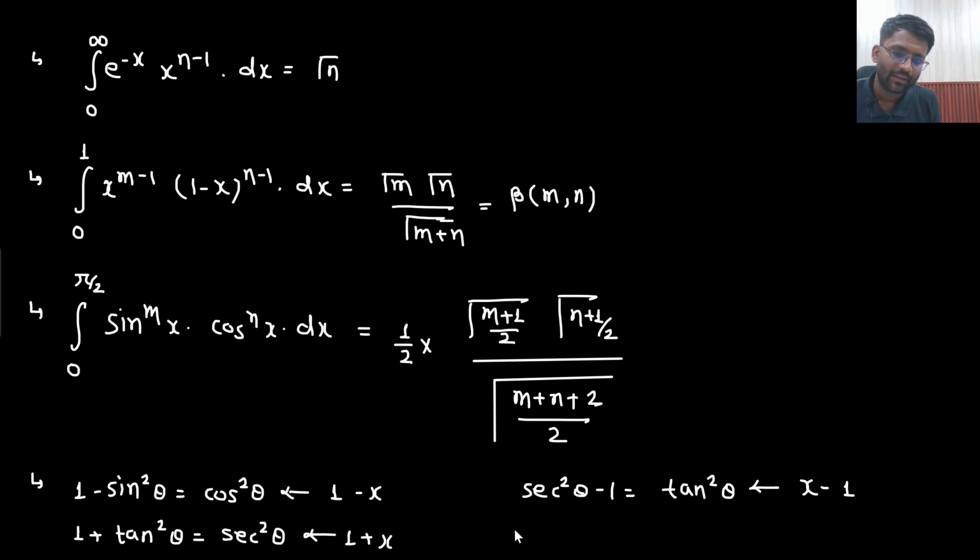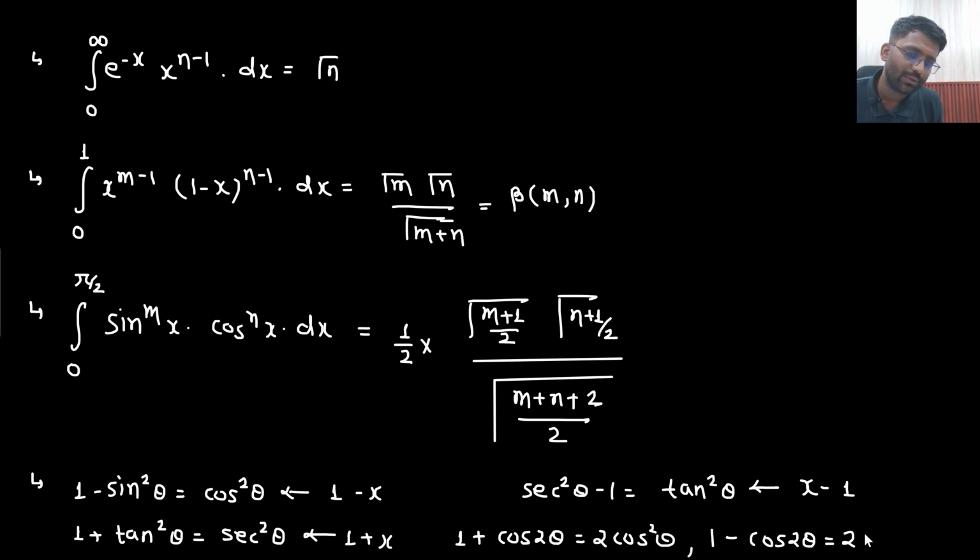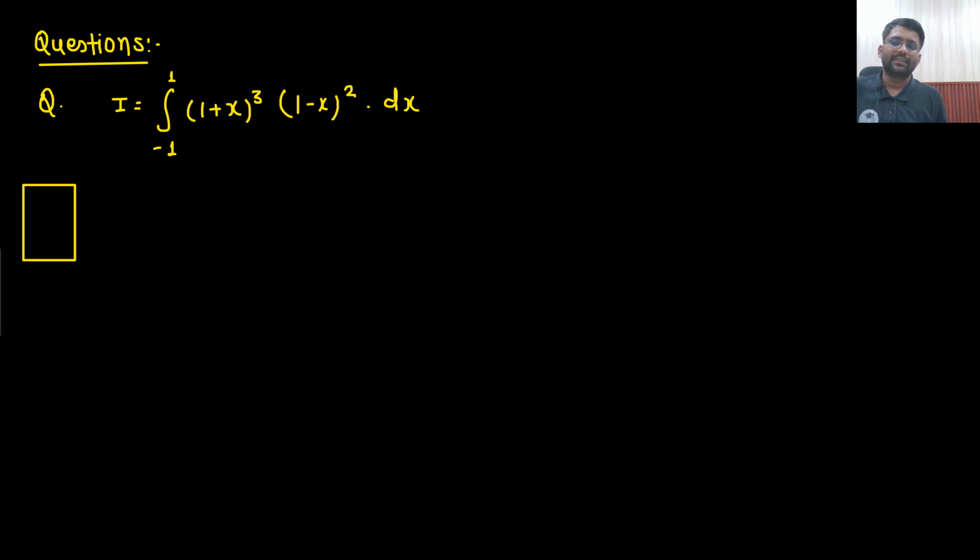Right? Next, if 1 plus x and 1 minus x both are there, then I know one thing: 1 plus cos 2 theta equals 2 cos square theta, and 1 minus cos 2 theta equals 2 sin square theta. So this would be done for 1 plus x and 1 minus x together. If 1 plus x is there and 1 minus x is there, this also I have taught you. Understandable? So let's get started.